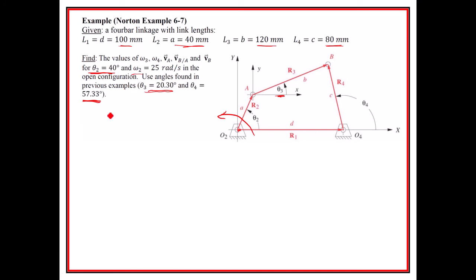One thing we might want to do is summarize some of this information that was presented to us. This was 40 degrees, and omega 2 was equal to 25 radians per second, theta 3 is equal to 20.3, and theta 4 was equal to 57.33. Remember that getting theta 3 and theta 4 was not a pleasant experience. It was a long, drawn-out process.